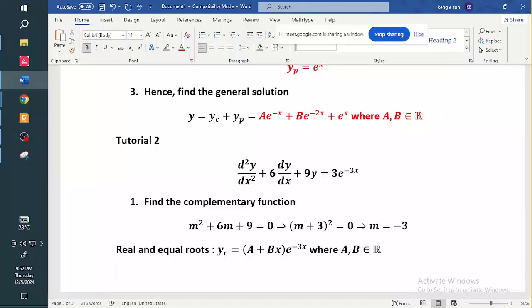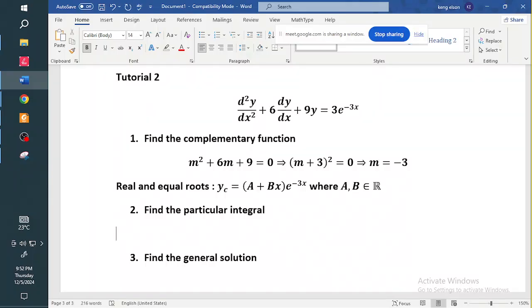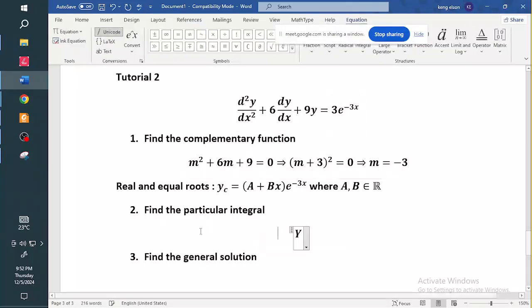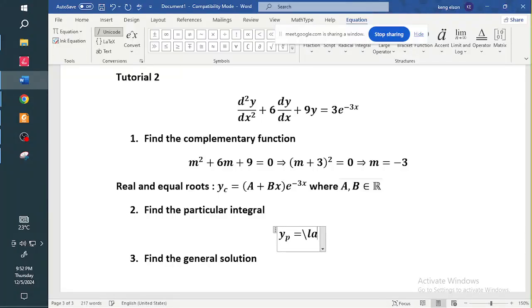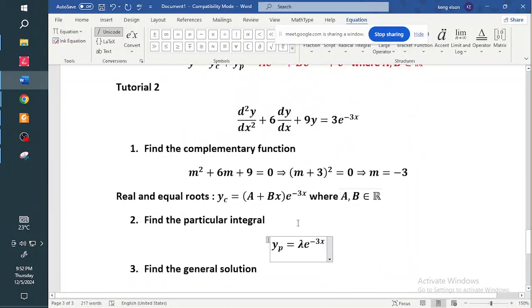Okay, now the second thing to do is to find a particular integral. This is where trouble starts. Now, I'll check my right hand side. My right hand side is of the form 3e to the power negative 3x. So my initial guess of my particular integral is actually lambda e to the power negative 3x. That is my initial form. But now, in this case, this particular integral also depends on the complementary function.